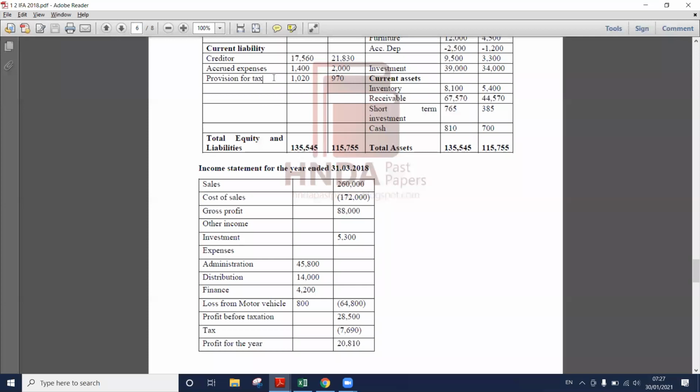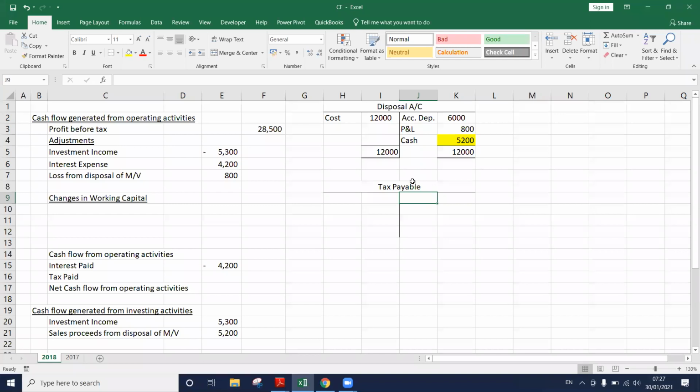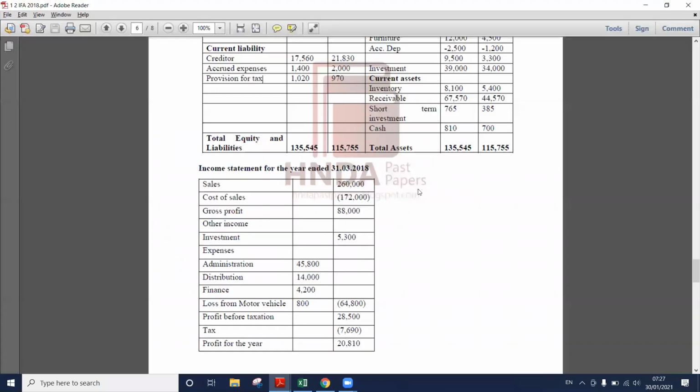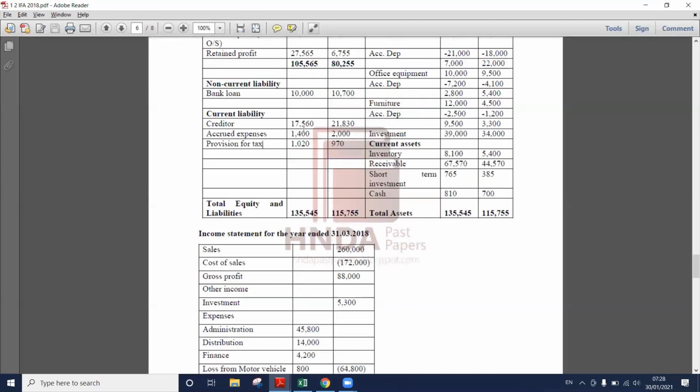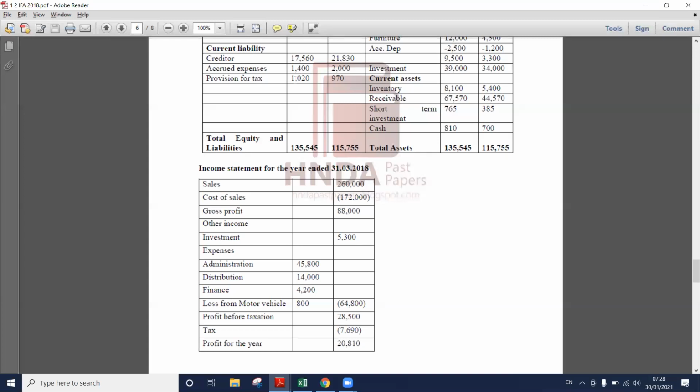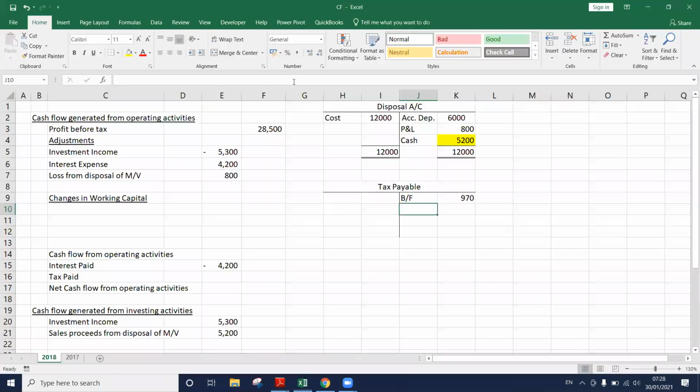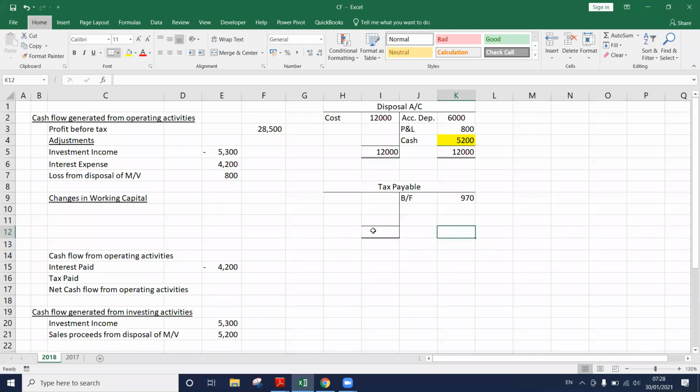What are the figures here? Provision for tax in 2017, 970; 2018, 1,020. Liability account, therefore, brought forward balance 970, this one, and in 2018, the brought forward balance is 1,020. Carry it down 1,020.